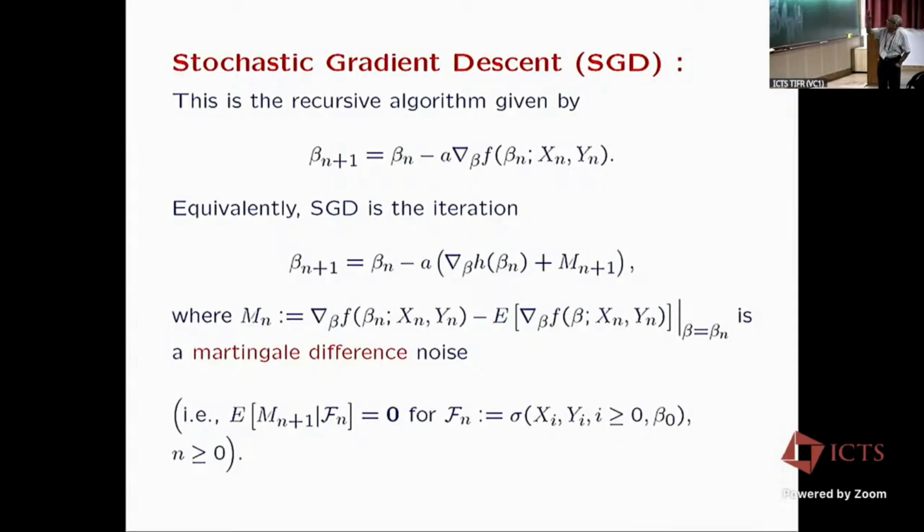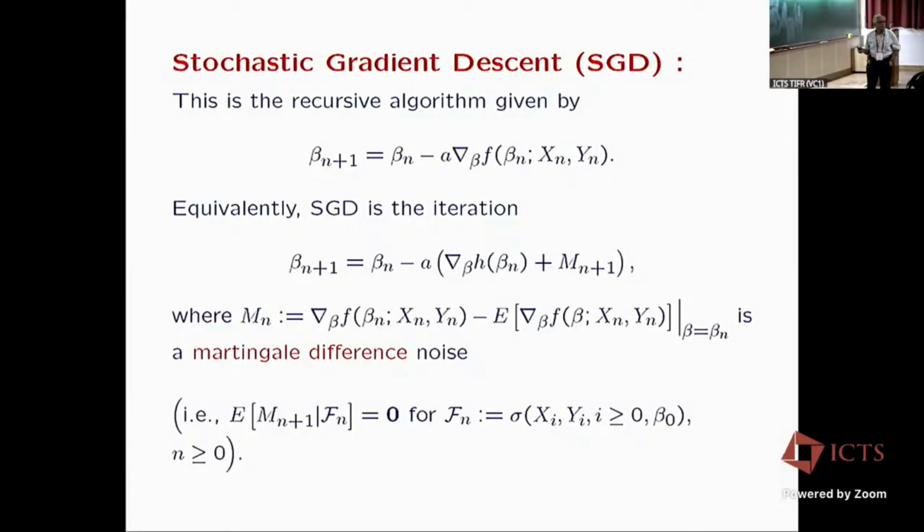Now the algorithm is the rock star of machine learning, stochastic gradient descent. This is basic vanilla stochastic gradient descent. So beta n plus 1 is beta n minus a times the gradient with respect to beta of the instantaneous loss, which I write by adding and subtracting the one-step conditional expectation. So Mn is the original gradient minus the conditional expectation given beta n. Then I can write it as grad beta of h at beta n plus Mn plus 1, where Mn plus 1 by construction is a martingale difference.